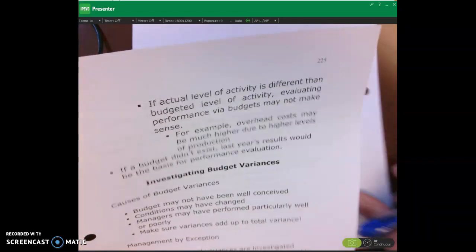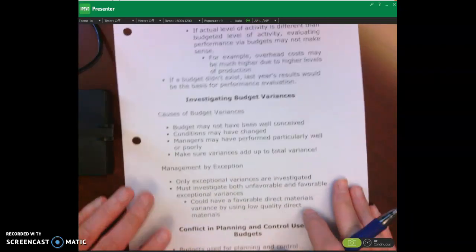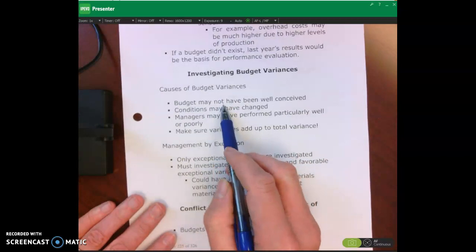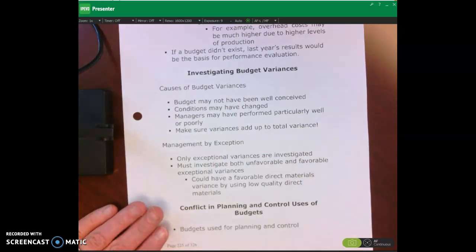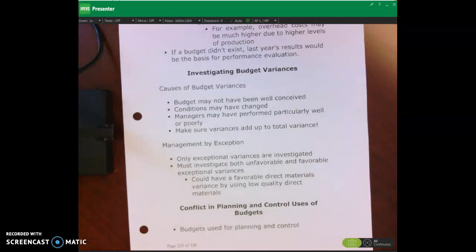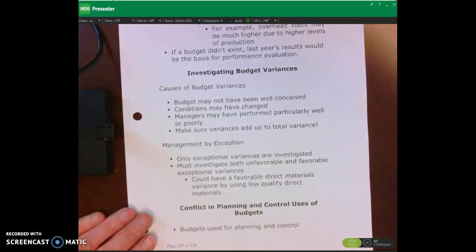In terms of investigating budget variances, I'm just hitting the highlights over here. The budget may not have been well conceived. You could have had some conditions that changed. Maybe there's a recession that nobody was forecasting and that came in, and that could be why you had some unfavorable variances. The thing that we're really trying to determine is how well did managers do. That's what we're really trying to figure out.